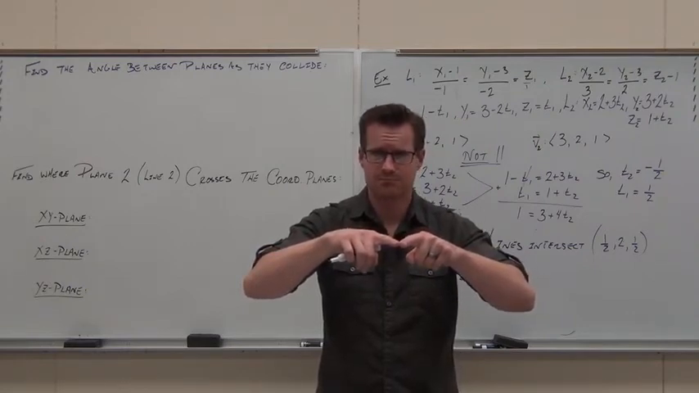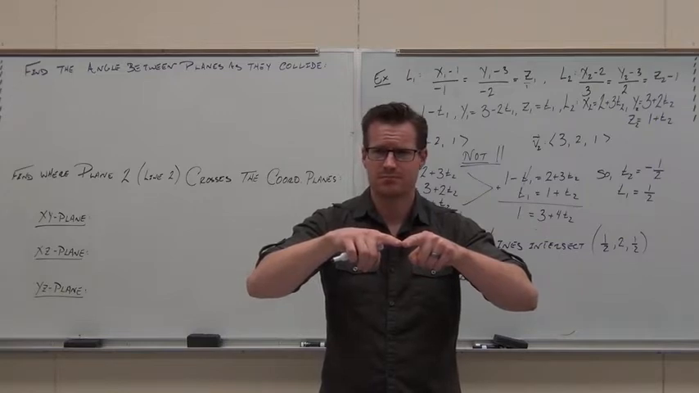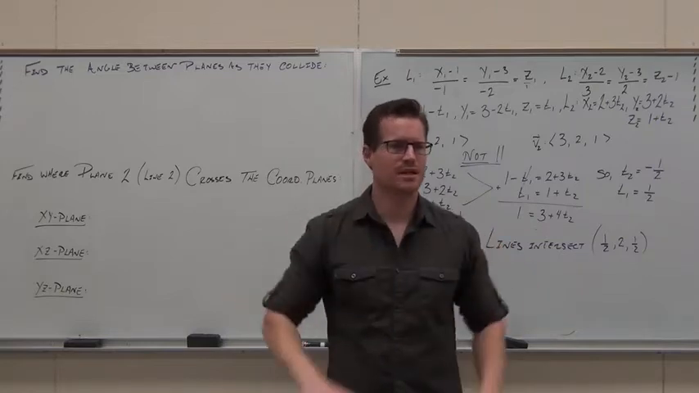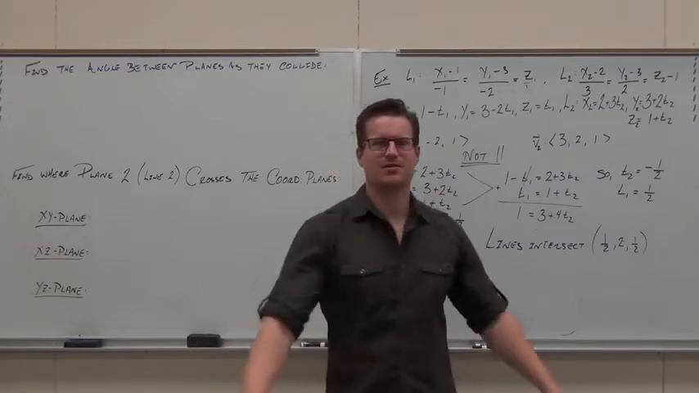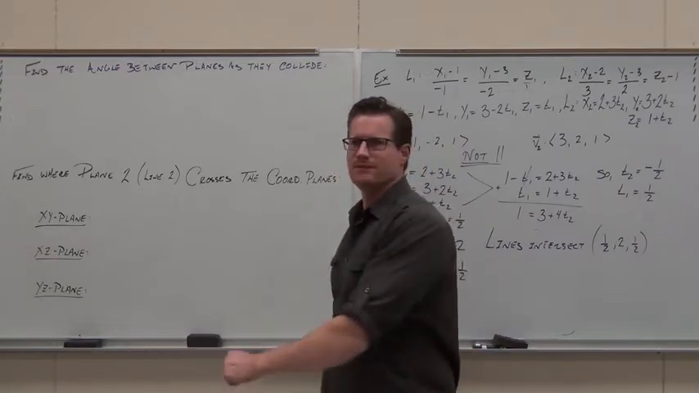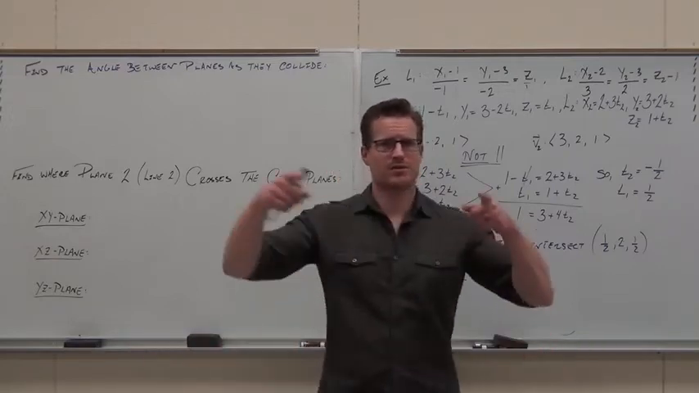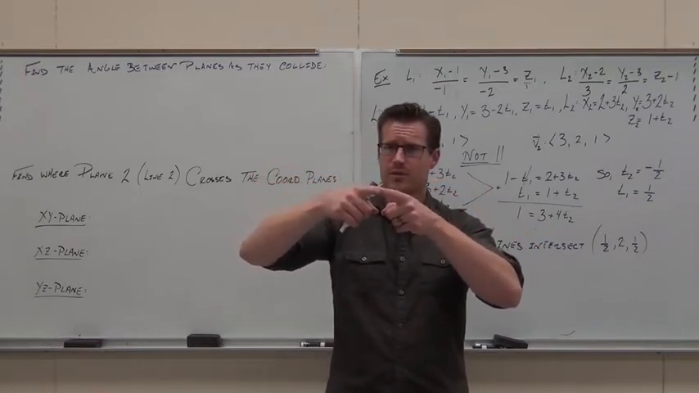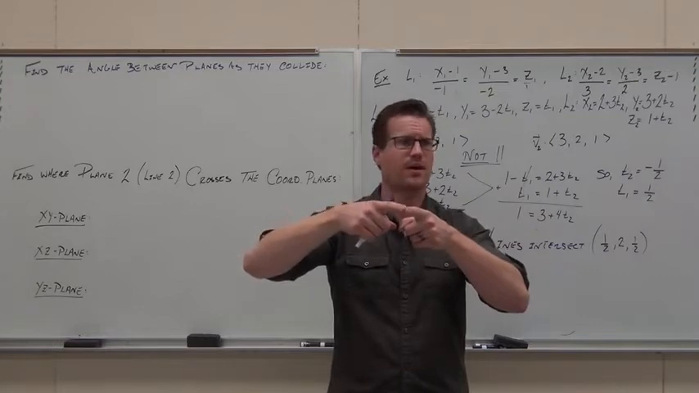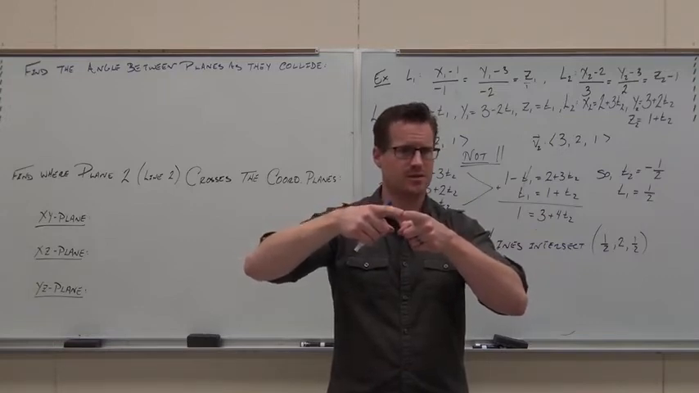You use like the 180 cosine inverse. Do lines have vectors? Yes. Can you find the angle between two vectors? Yes. Are those vectors kind of like in the lines somewhere? If you find the angle between the direction vectors, you will have found the angle between the lines. Does that make sense? So it's not hard.